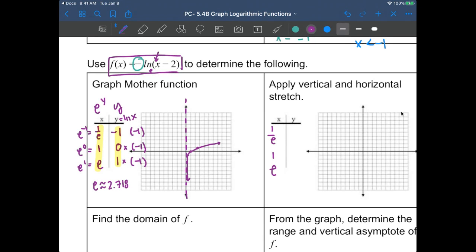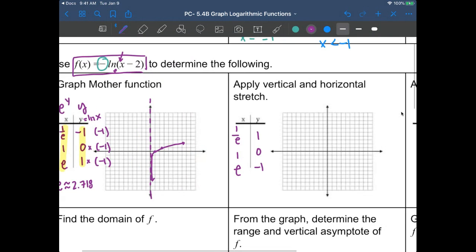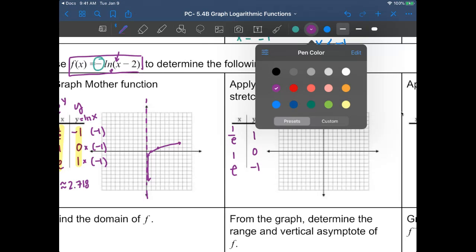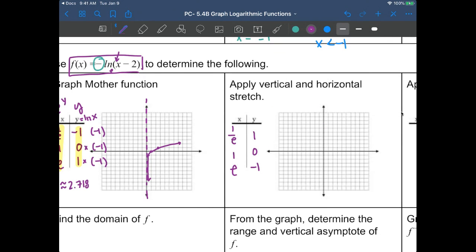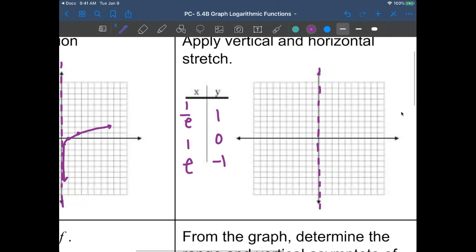So -1 times -1 gives me +1. 0 times -1 is 0. And 1 times -1 is -1. So each one of these points is going to get flipped, basically. So my asymptote doesn't change. I can vertically flip it and it won't change. My point (1, 0) doesn't change.